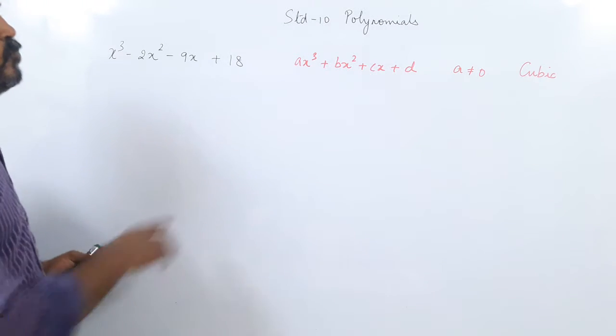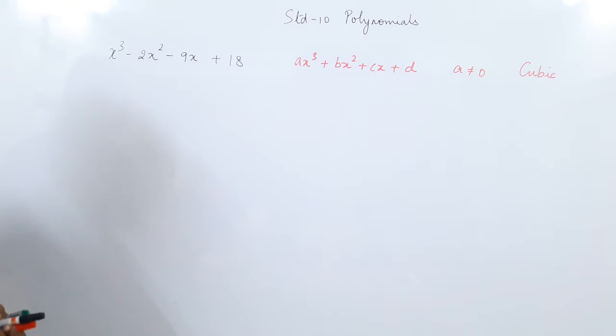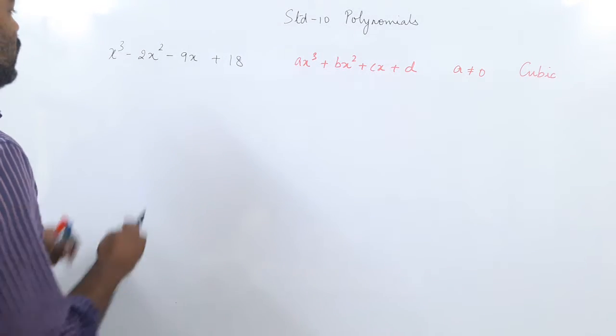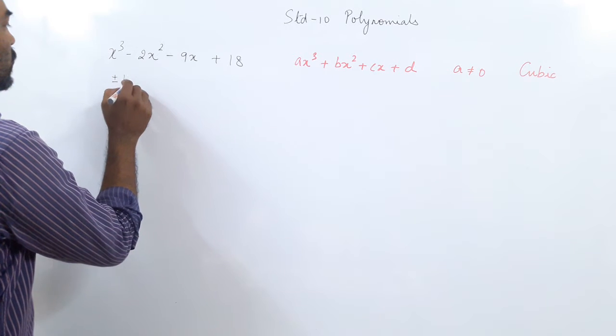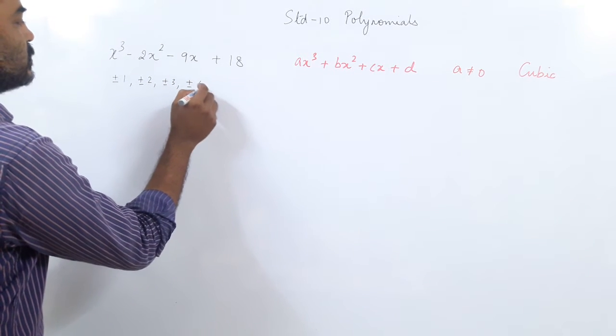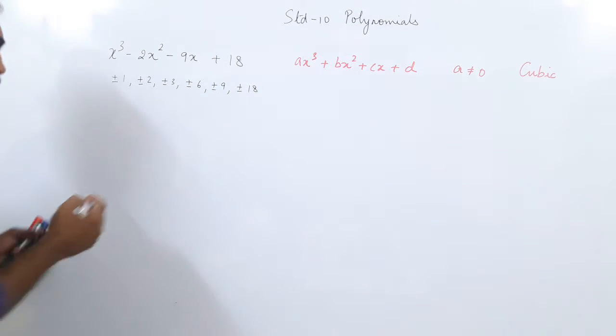But first of all, before we move to that, we have to factorize this. Now if you recall what you did in 9th standard, you will know how to factorize. Can you give it a try? So a revision now of what we did in 9th standard. You see this term 18. So what are the factors of 18? Plus minus 1, plus minus 2, plus minus 3, plus minus 6, plus minus 9 and plus minus 18.